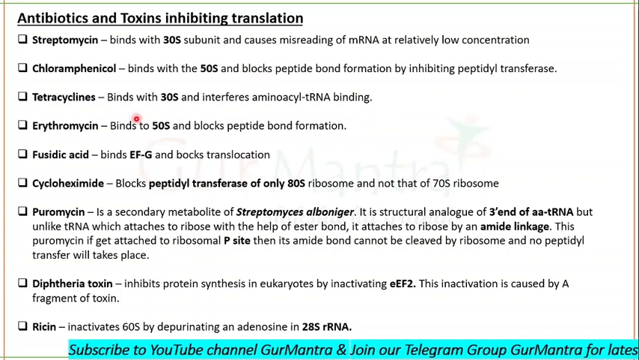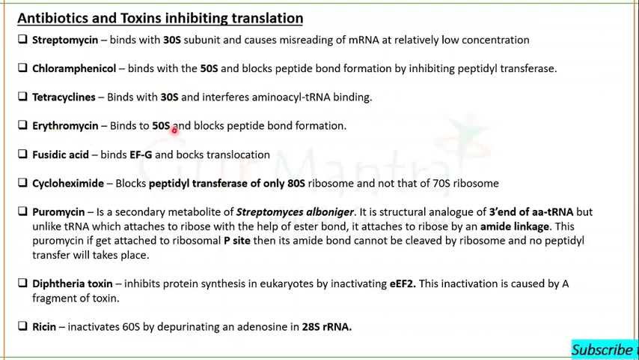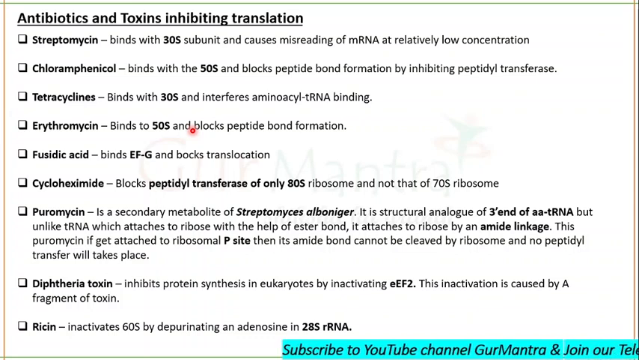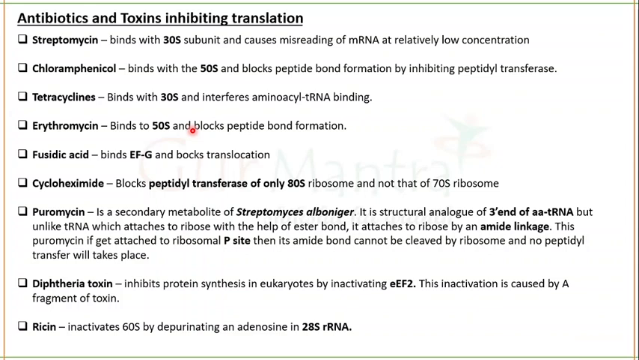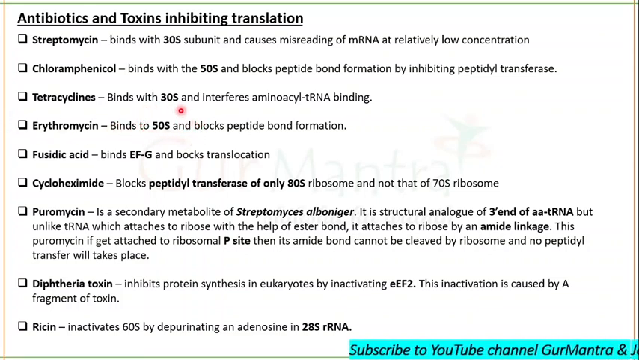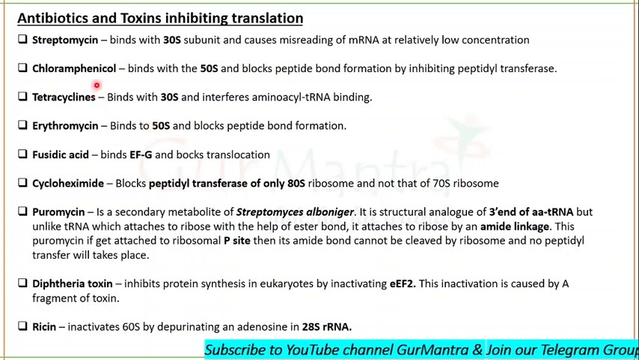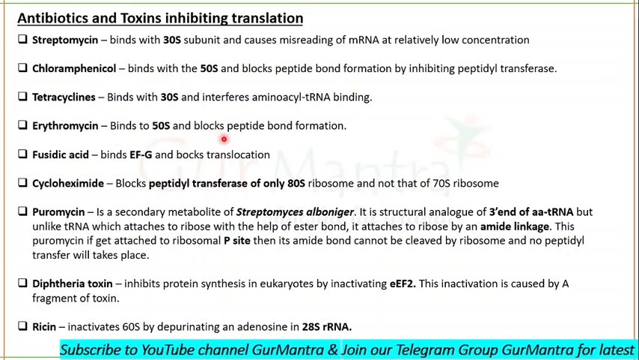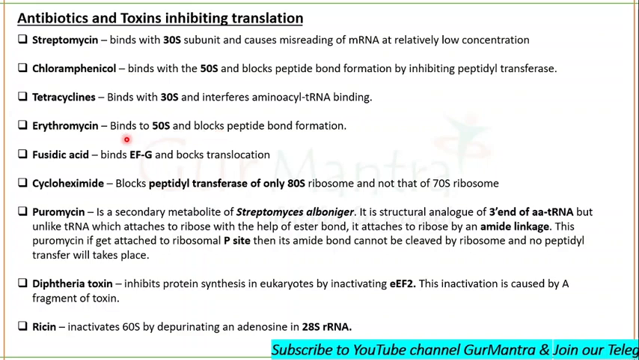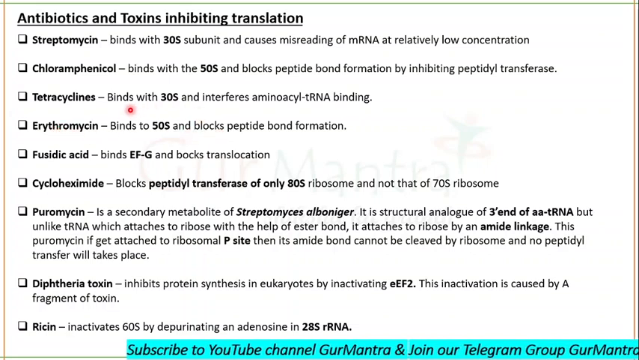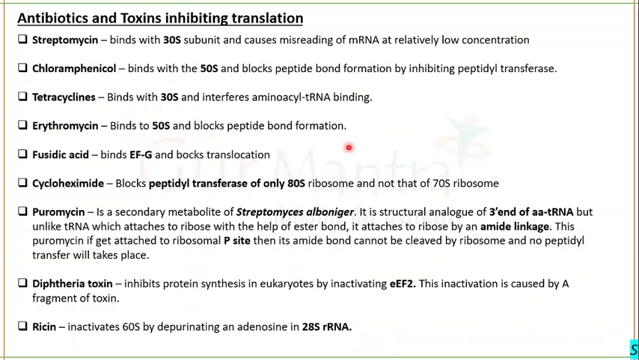Next comes erythromycin, and this question was asked in the 2020 CSIR NET JRF examination. What is the role of erythromycin? It binds with the 50S subunit just like chloramphenicol, and it also blocks the peptide bond formation. The role of chloramphenicol and erythromycin is similar. Erythromycin binds to the 50S subunit and blocks the peptide bond formation.